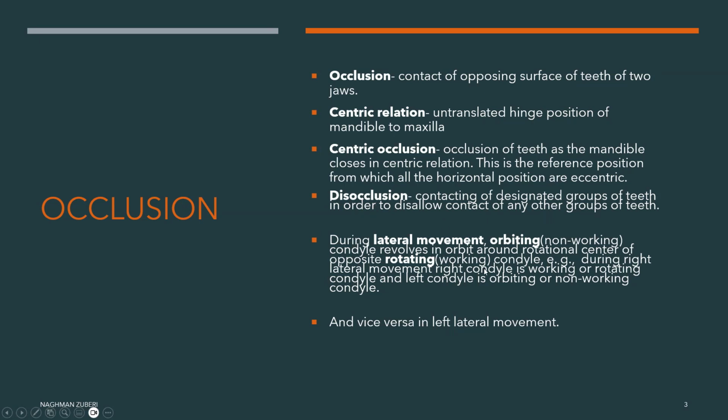During lateral movement, the orbiting, which is the non-working condyle, revolves in an orbit around the rotational center of the opposite, rotating condyle, that is the working condyle. For example, during right lateral movement, the right condyle is the working or rotating condyle, and the left condyle is the orbiting or non-working condyle. The same is true for the opposite side when it becomes the working side.